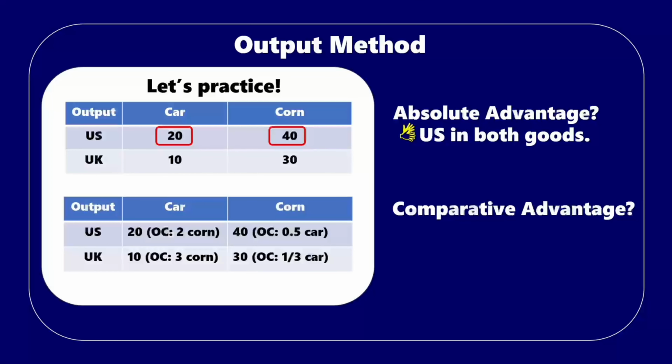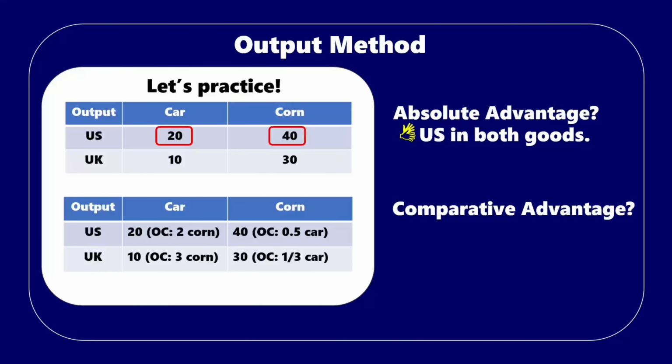Well, for that, we need to use OOO. Okay, for the US, we need to find the opportunity cost for producing cars. Well, if we use OOO, we put 40 over 20, and 40 over 20 is 2, so the opportunity cost for one car is 2 corn. And we could do the same thing for corn. For that, we put the other over the one we're finding, and 20 over 40 is 0.5.